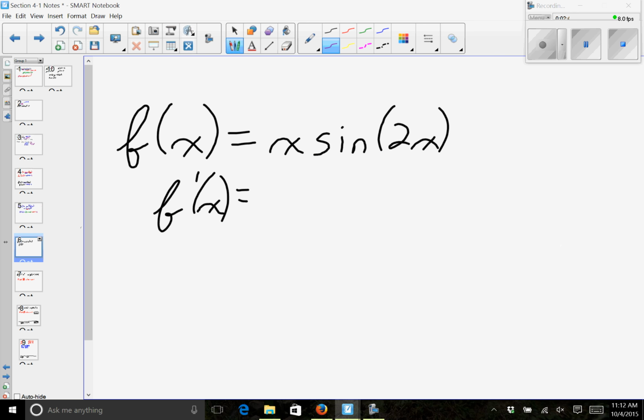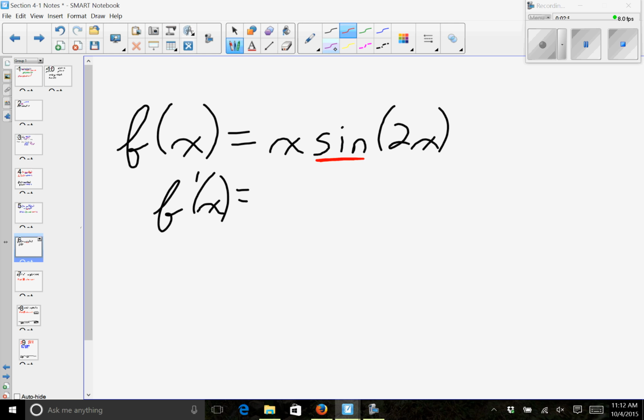I can also use chain rule with other rules. So for example, here I have x times sine of 2x. Well, x times sine, it means I'm going to need a product rule. But when I do the derivative of the sine, I've got 2x inside of it, so I do have an outside and an inside.